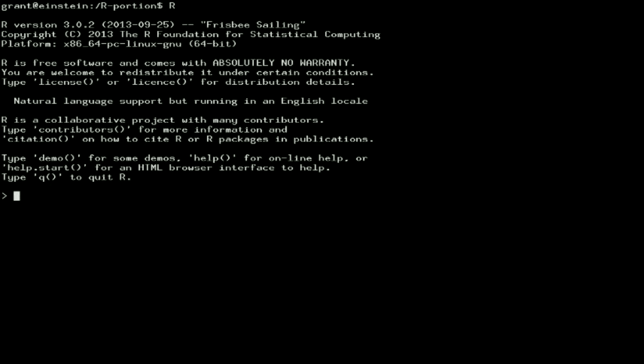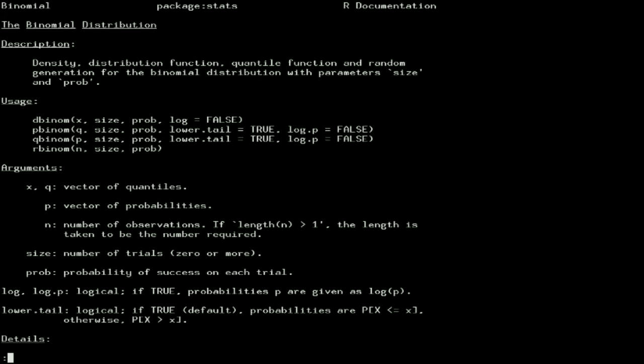Now let's take a look and see what R can do with our calculations with our binomial family. So let's get R started. Now, when it comes to our binomial family, there are several functions associated with that. So let's take a look at the help file. For the binomial distribution, we've got density, distribution function, quantile function, and random generation, and these are all listed here under the usage.